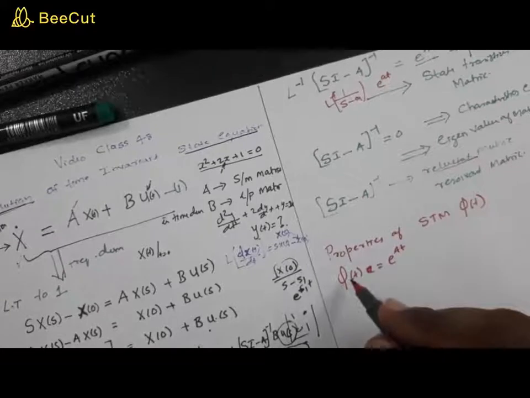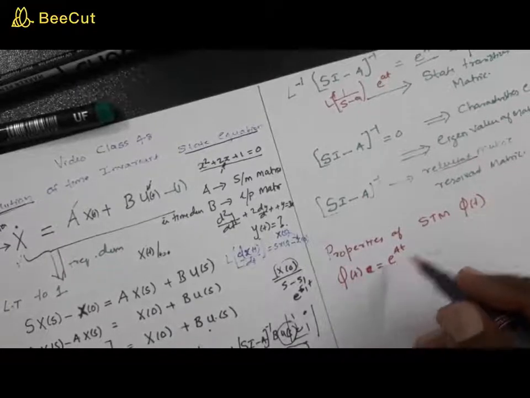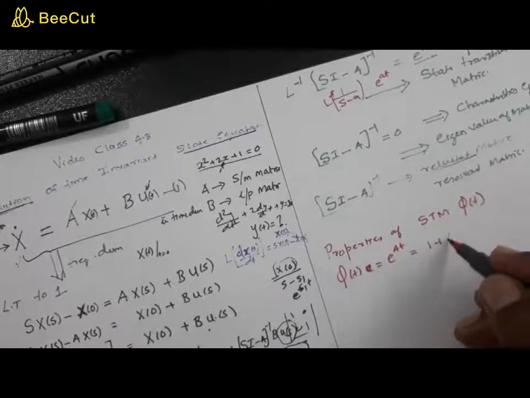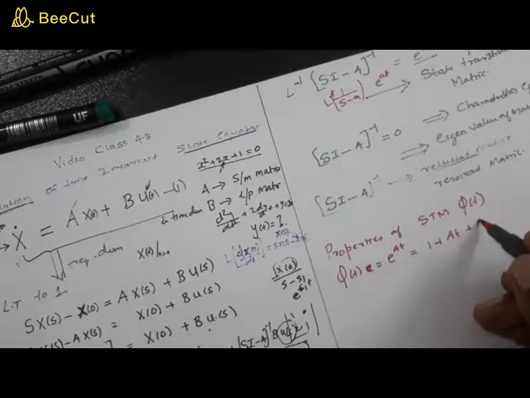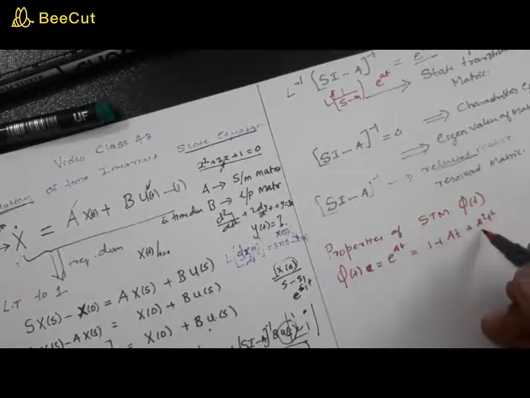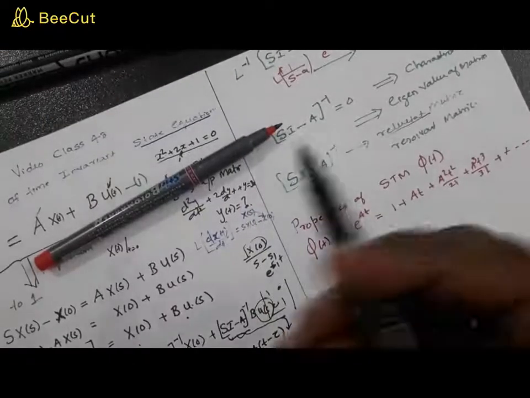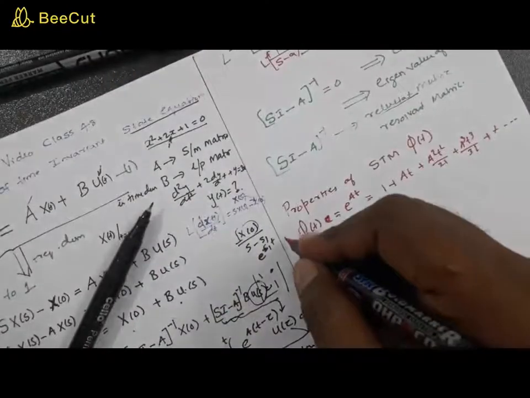Okay, so phi of t is equal to e raised to at, and this is an exponential signal. From the exponential property, any exponential signal you can represent as at plus a square t square by 2 factorial plus a cube t cube by 3 factorial plus and so on, right? You can write like this. Now that is the first property.